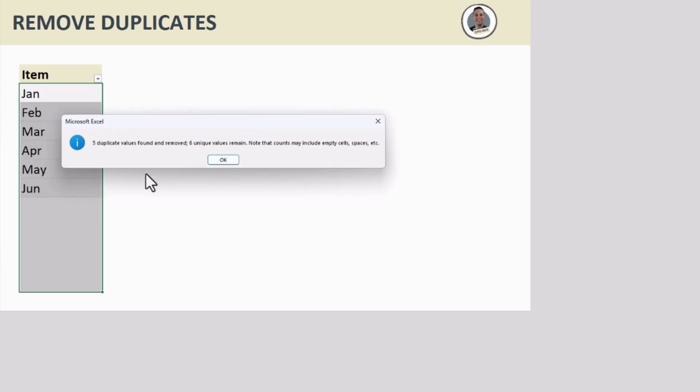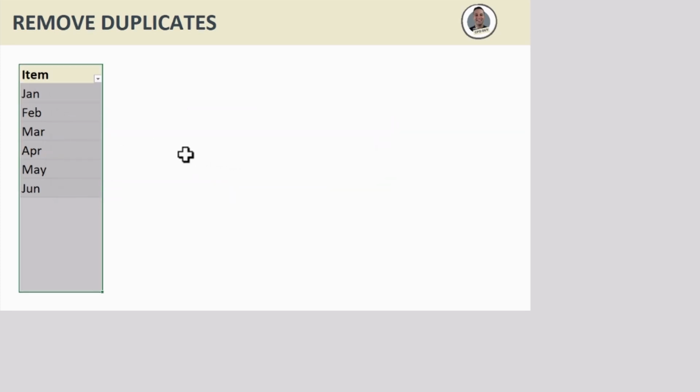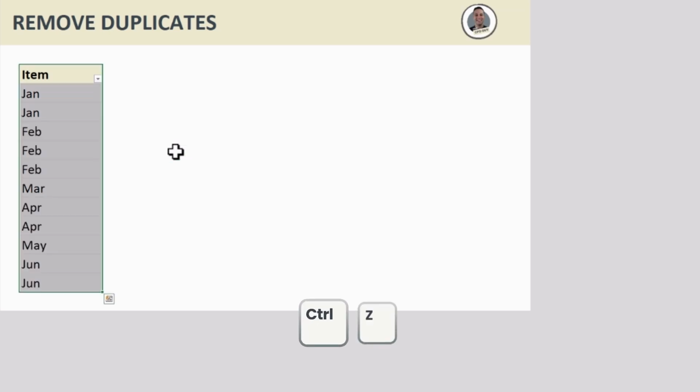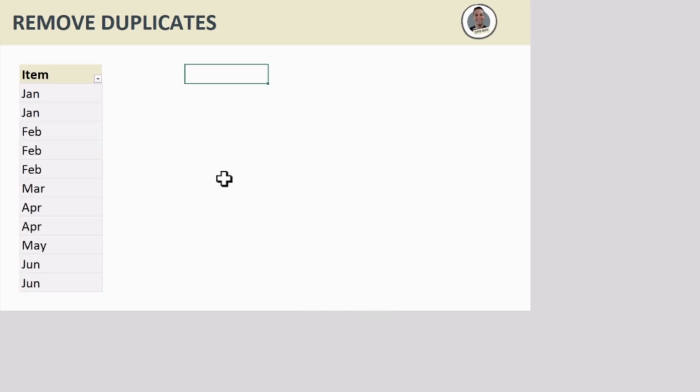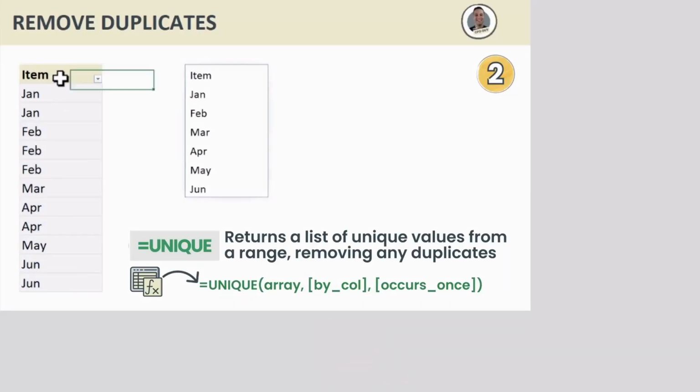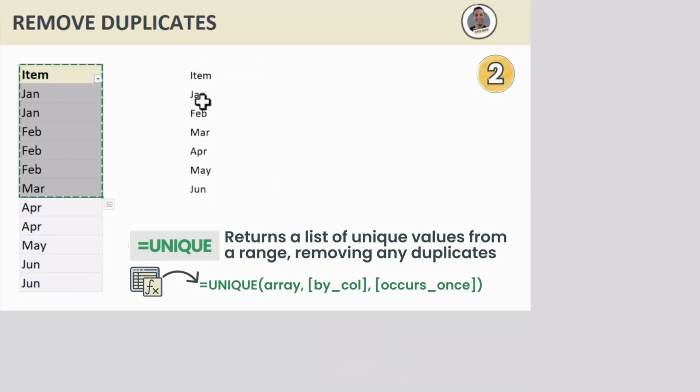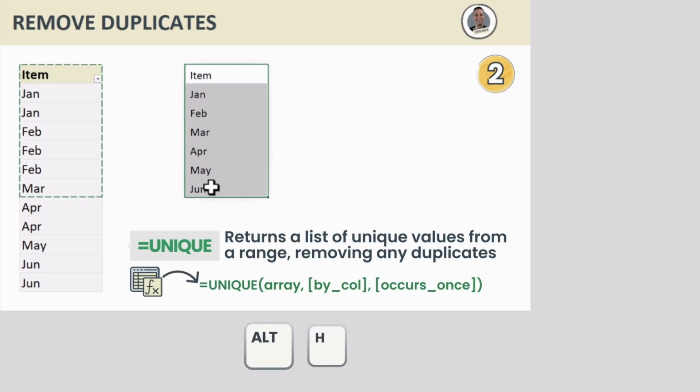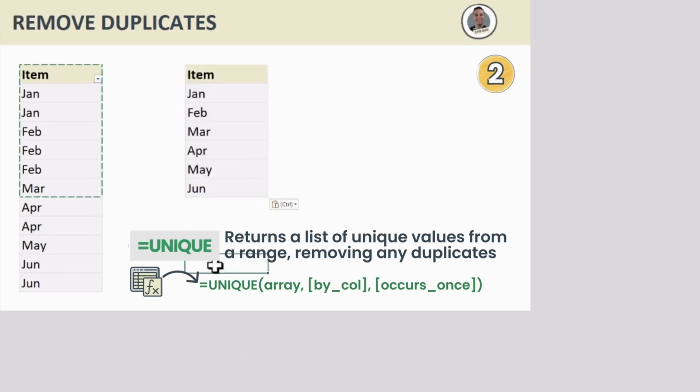And now I get this pop-up saying that 5 duplicate values were found and removed, 6 unique values remain, and that there may be empty cells or spaces. I'll go ahead and hit OK, but let's actually try this with a different method. I'll undo what we just did. This time I'll use a different spill function called unique. So I'll type in equals unique. I'll select this entire range over here, and then I'll close the parentheses and hit enter. Now I can just come in and select this range, copy it, come over here, hit Alt-H-V-R to copy over the formatting as such.